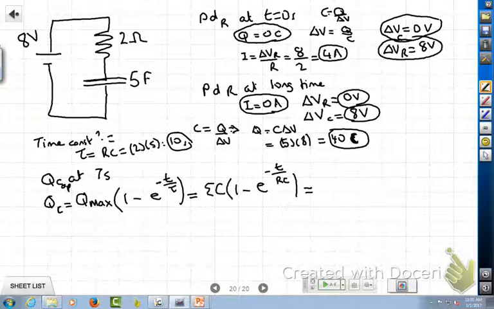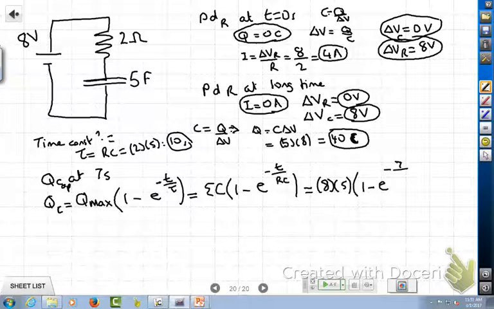And that equals, and now I'm just doing sums. It's going to be 8 times 5, times 1 minus e to the minus t, which is, what did we say, 7, over RC, which is going to be 2 times 5.